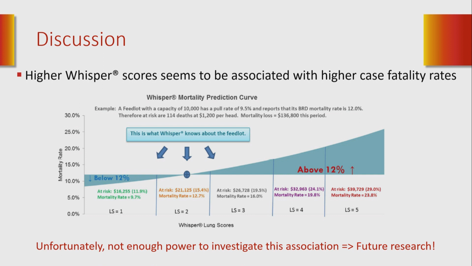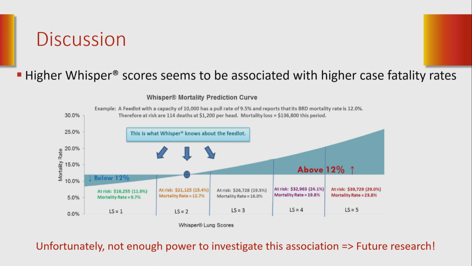Furthermore, data recently gathered by the manufacturer seems to indicate that high whisper score is associated with a higher mortality. If you look here, cattle with a whisper score of 1 will have, for example, a mortality rate of 9.7, whereas cattle with a whisper score of 5 will have a mortality rate of 24%. Unfortunately, we didn't have enough power to investigate this, and that should be our next step, to confirm this association between whisper score and higher mortality or case fatality rate.